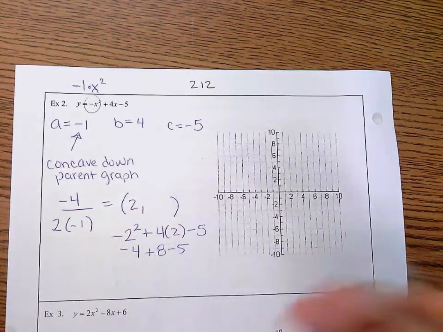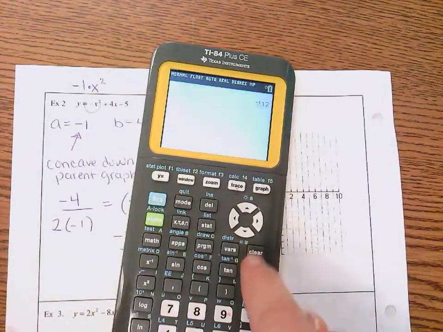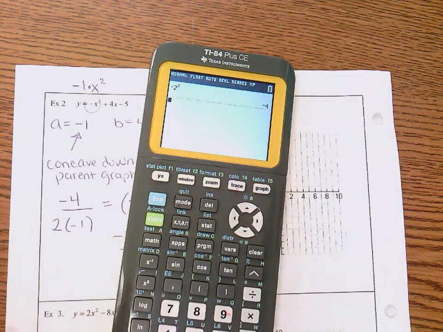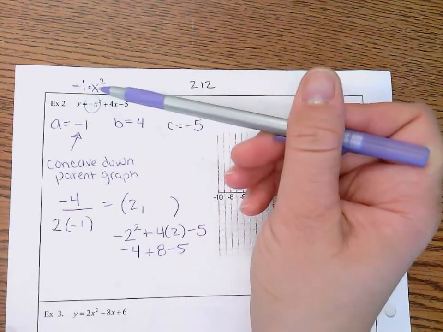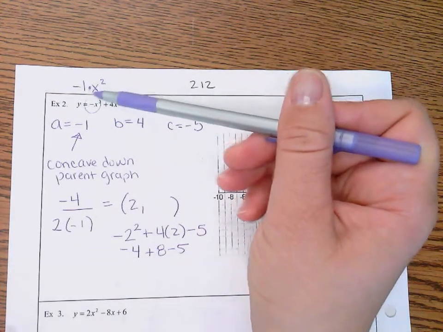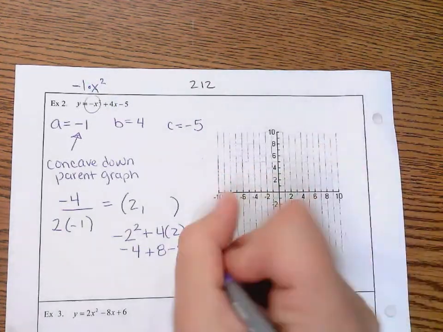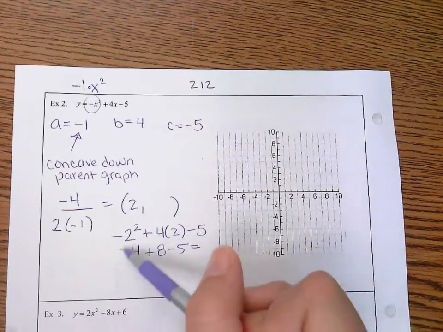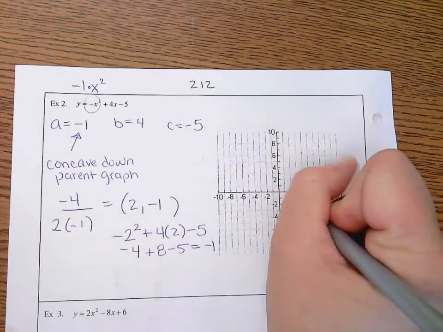So if you typed this into a calculator, -2 squared is -4. If you plug in -2 with parentheses and then square it, you will get +4. But like I said, in this case, the coefficient is -1 times 2 squared. Order of operations, 2 squared first is 4, times -1 is -4. So looks like I get -1 as my y value. 2, -1 I plot on the graph.